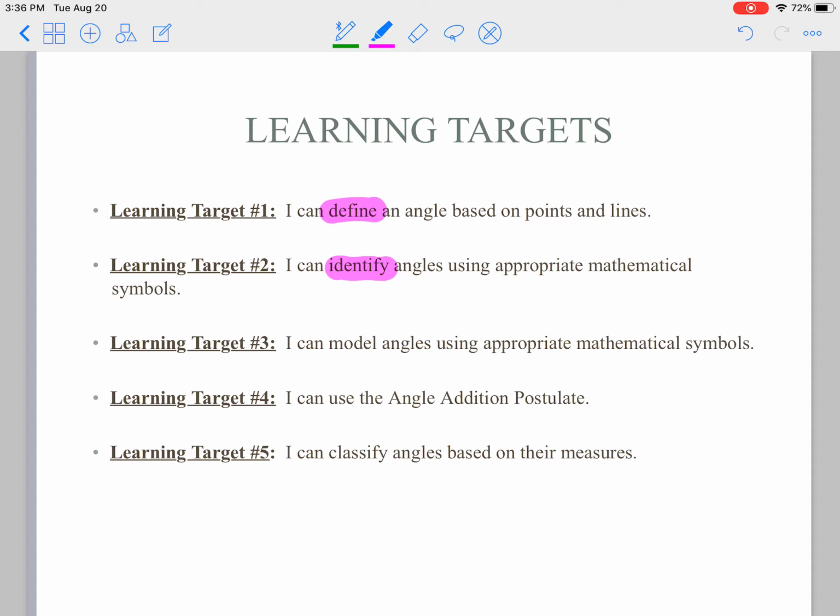And remember, mathematical notation is very, very important in geometry. We're going to increase our level of understanding by beginning to model angles using appropriate mathematical symbols. And then lastly, we are going to use the angle addition postulate, and those that have completed Unit 1.3 may see some familiar terminology in this particular learning target. And then lastly, we're going to classify angles based on their measures.